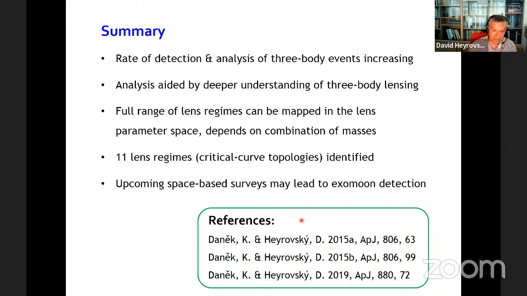Analysis of any of these events will be greatly aided by a deeper understanding of the three-body lensing, so that you don't miss any local maxima, which can prove to be the real solution for any of these systems. The full range of the lens regimes can be mapped in the lens parameter space, as I just showed, and the full range of the regimes depends on the specific combination of the masses that you use. We detected 11 different lens regimes, which means regimes defined by the critical curve topology.